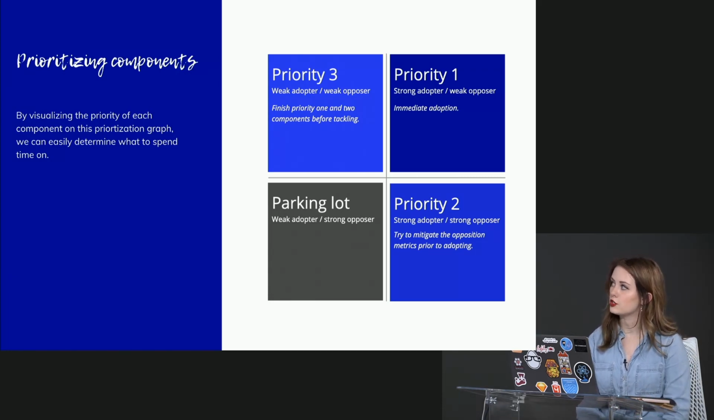Priority 3 are weak adopters, weak opposers. So you're going to want to focus on the other components before starting these. And then parking lot, I don't like to say throw them out because no idea is a bad idea. But these are things that aren't going to give you a lot of benefit, but they have a lot of risk associated or maintenance associated and should be just put off to the side until you need something else to work on.